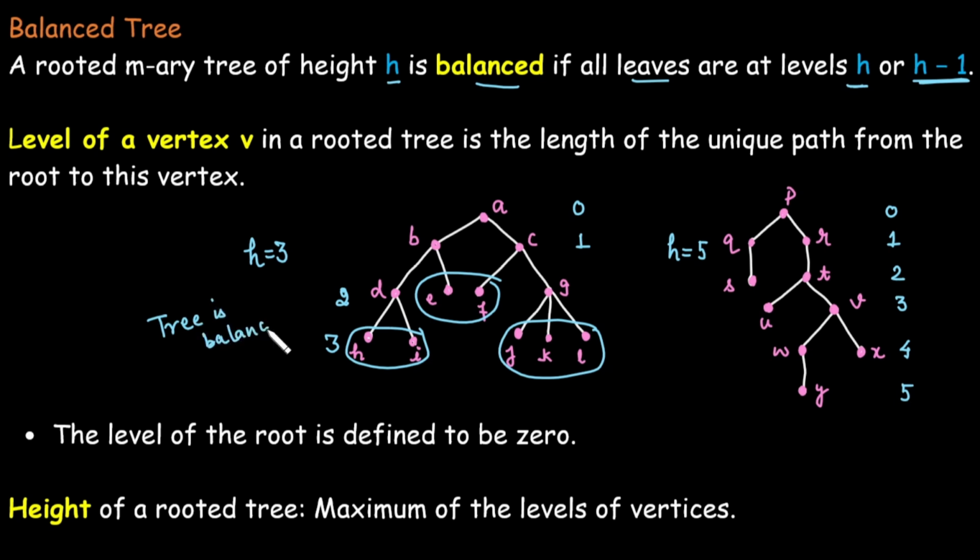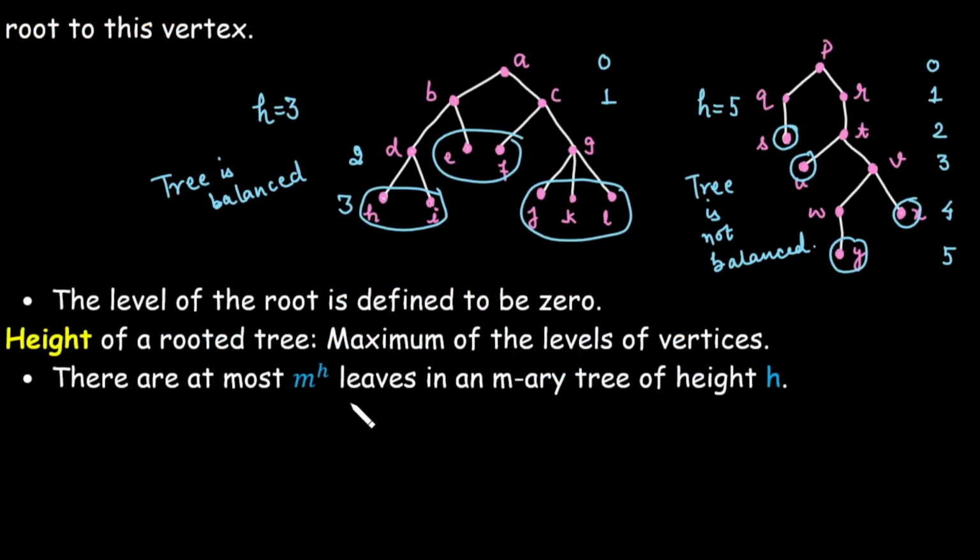Now, what about the second case? Is this tree balanced? The leaves are S, U, X and Y. The total height is 5. Are the leaves at level 5 or 4 only? No, because a few leaves are at level 2 or 3, due to which this tree is not a balanced tree.